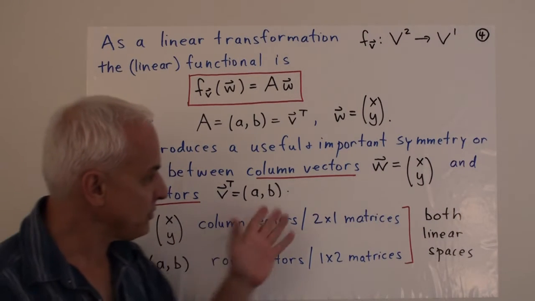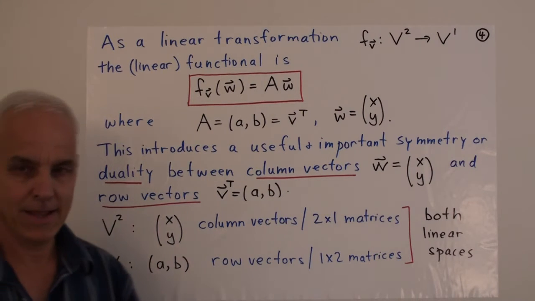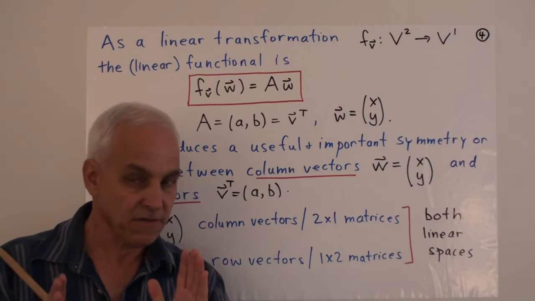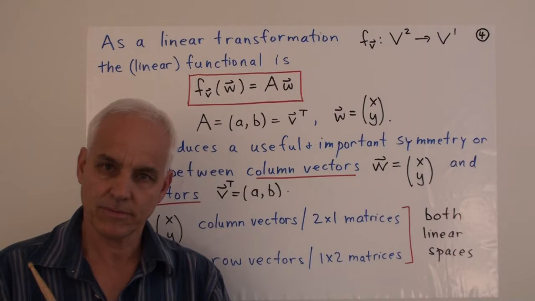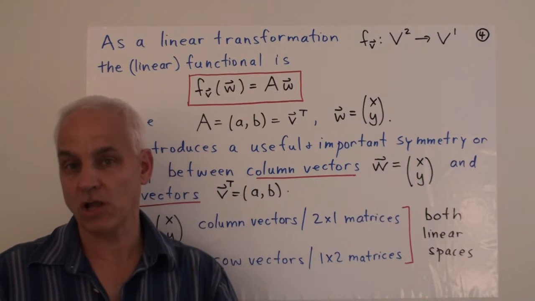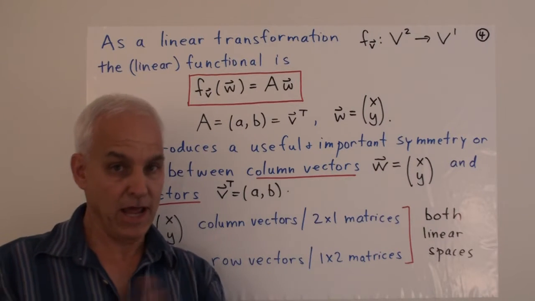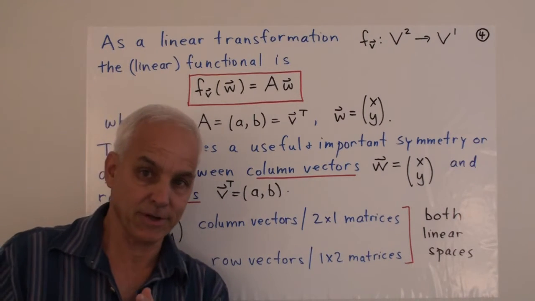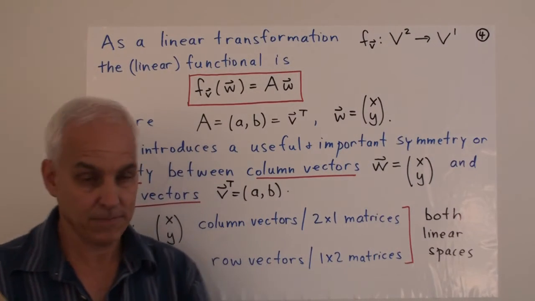This introduces a useful and important symmetry or duality in this subject that we will be talking about later on. I would just like to flag it at this point to get you thinking a little bit in this direction. Currently we're working in two-dimensional space as a space of column vectors. But that was a little bit arbitrary on our part, because we could have started with row vectors. It's a matter of taste, really, or convention, whether we're working with column vectors or row vectors.